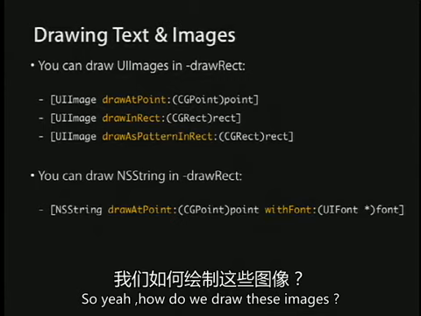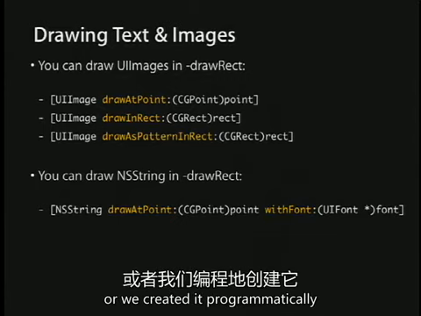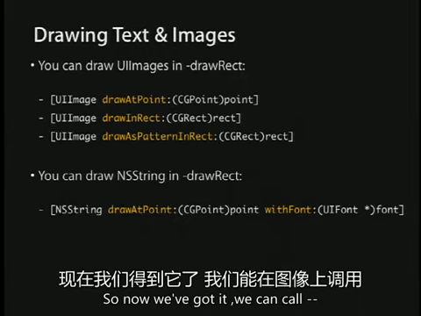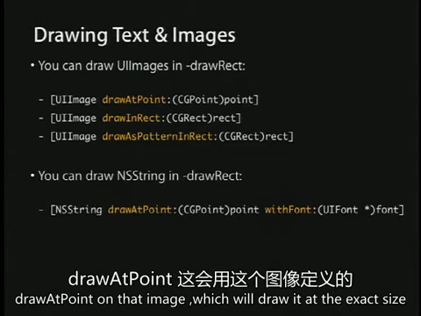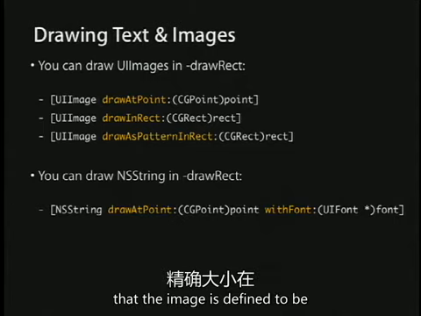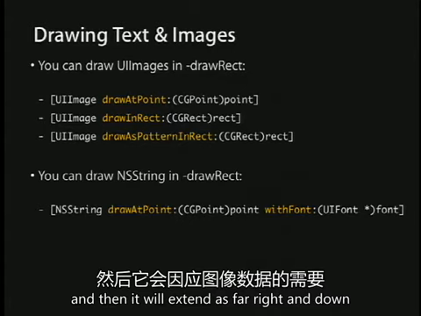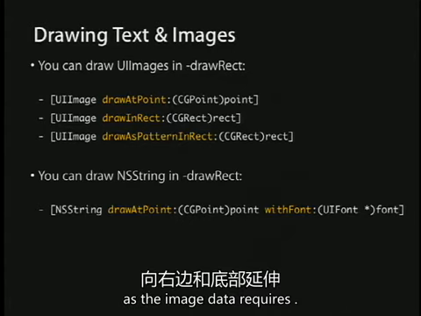So yeah, how do we draw these images? We've got our UIImage. We loaded it off disk, or we created it programmatically with UIImage begin image context. So now we've got it. We can call draw at point on that image, which will draw it at the exact size that the image is defined to be, but with its origin at that point. So if we draw at point 0, 0, it's going to draw it top left, and then it'll extend as far right and down as the image data requires.